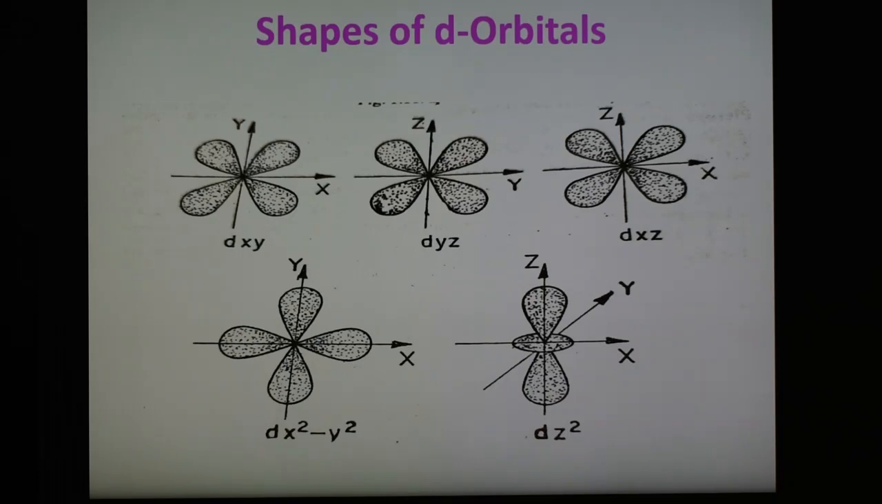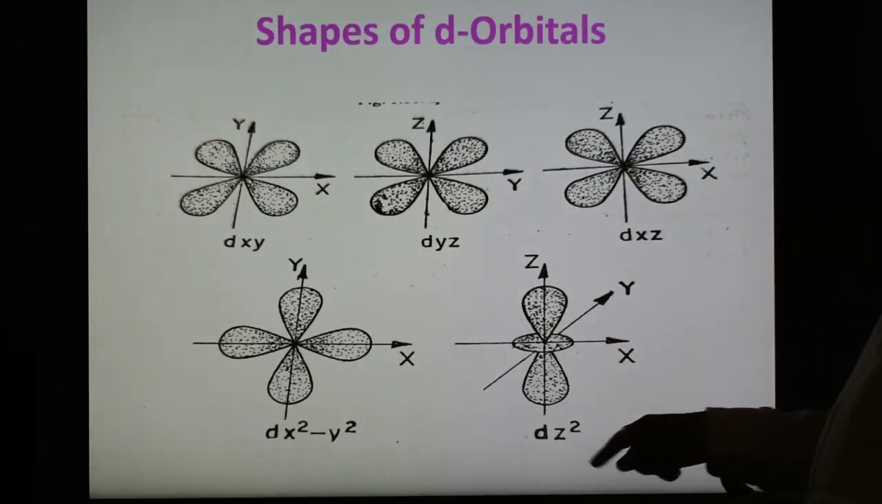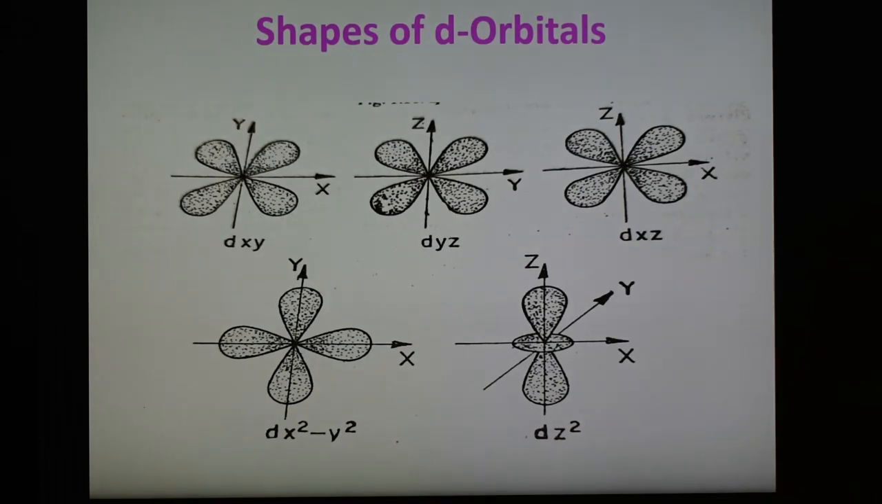It means that there are 5 d orbitals in the d subshell, and these 5 d orbitals are shown here: dxy, dyz, dxz, dx²-y², dz². All the 5 d orbitals are equal in energy, but they differ in their orientations. So the shape of this orbital we can also say is a double dumbbell shape.